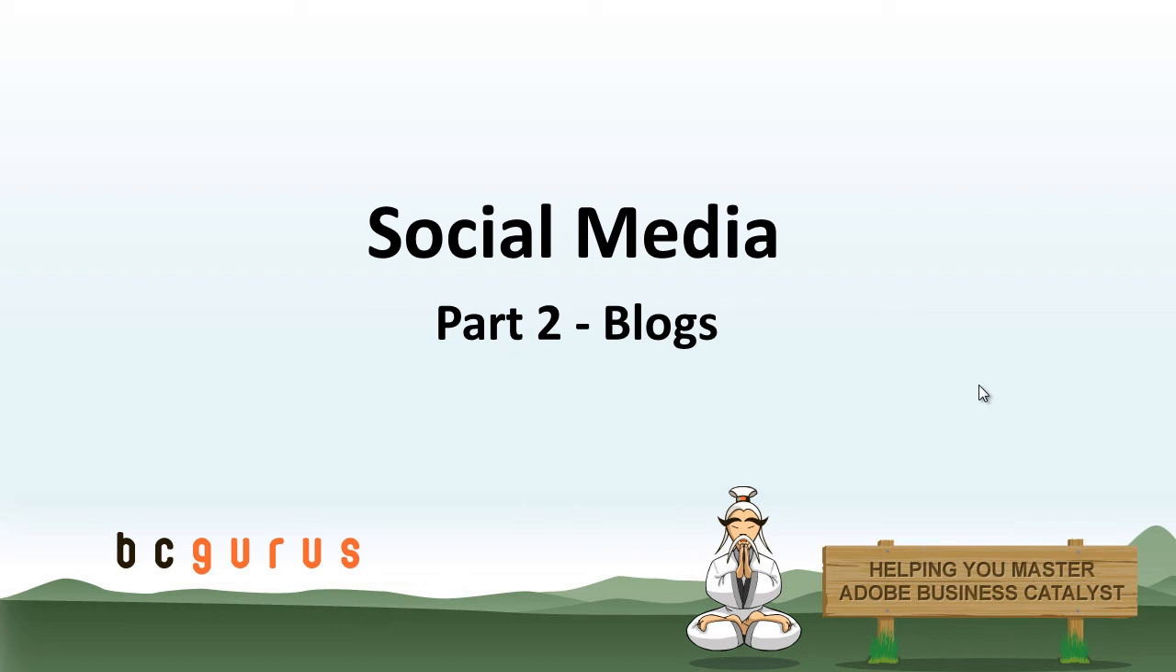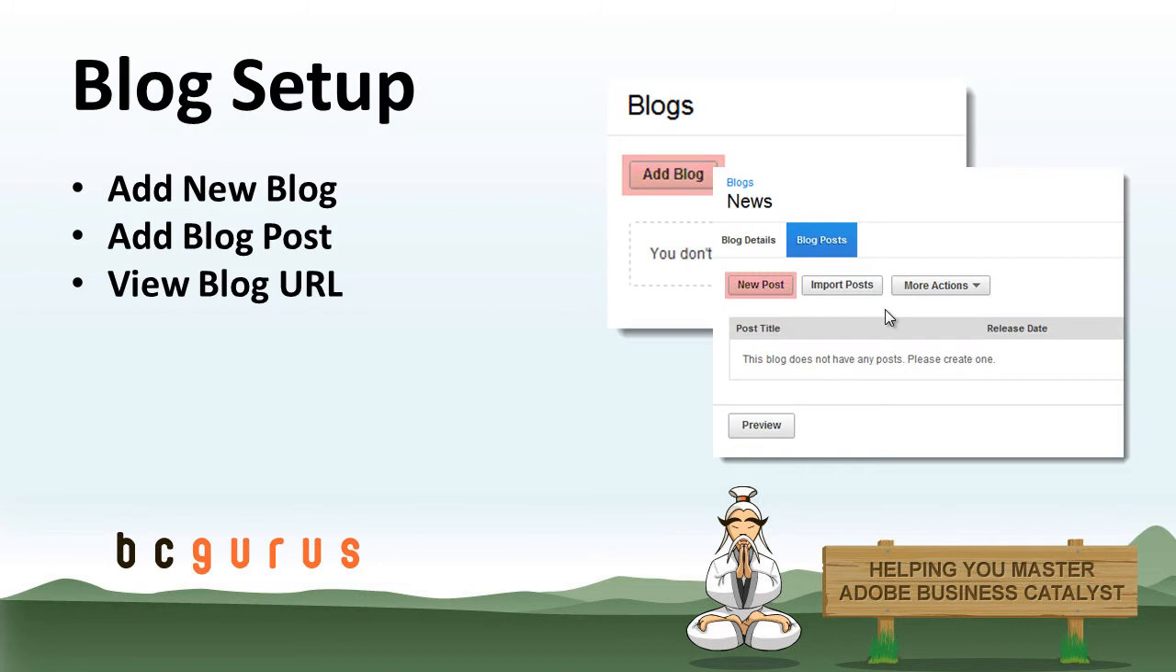This is going to be the second video within the social media video series. We're going to be focusing on the blogs. So our first step here when creating a new blog is to create the blog. So we're going to go over how to add a new blog. We're going to add a new blog post, and then we're going to view the URL that's given to you and how to change that. So let's go ahead and get to the example site.